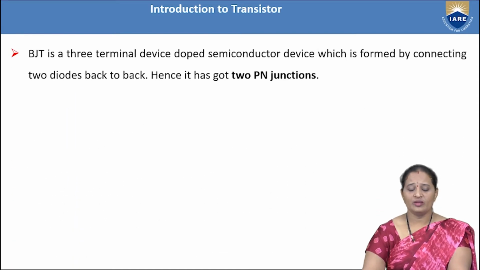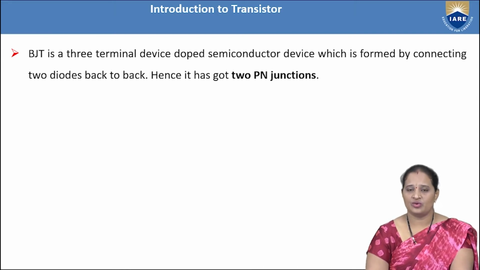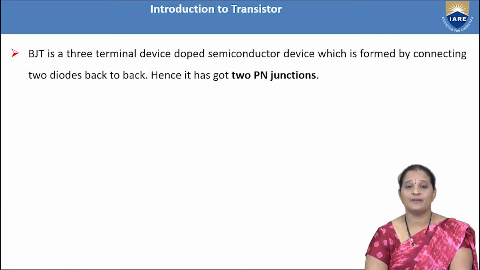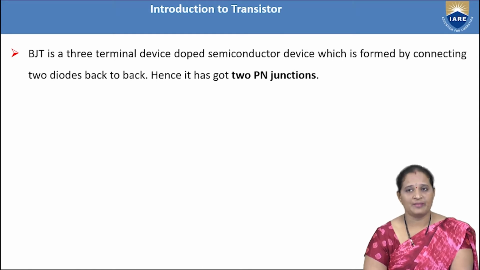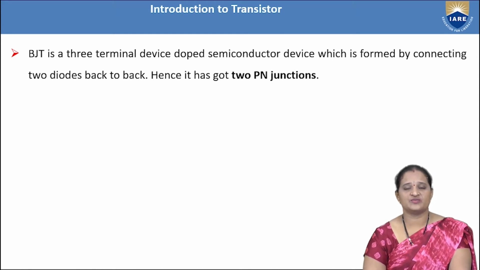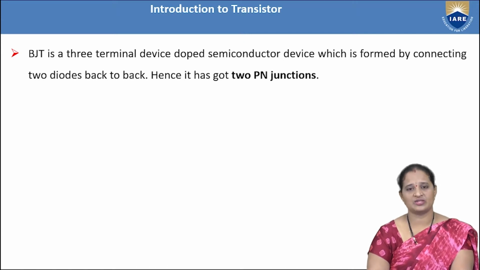Now, coming to the introduction of the transistor. What is a transistor first of all? Transistor is also called BJT, where BJT stands for bipolar junction transistor. You have to remember that a transistor is a 3-terminal semiconductor device, which is formed by connecting 2 diodes back to back. As we all know, in the PN junction diode, P and N type materials are placed together so that a junction is formed.